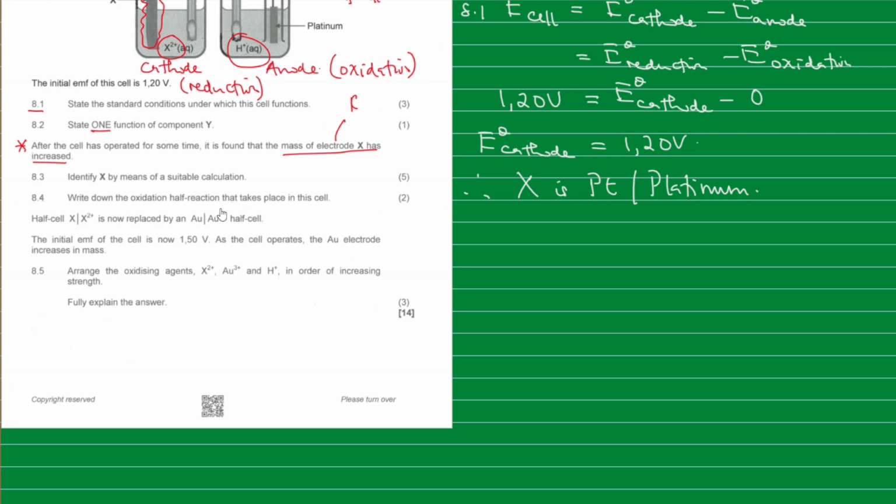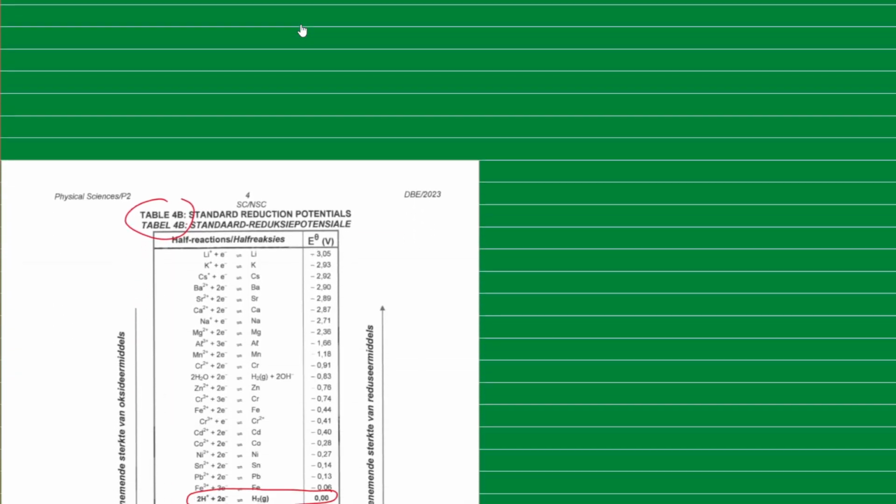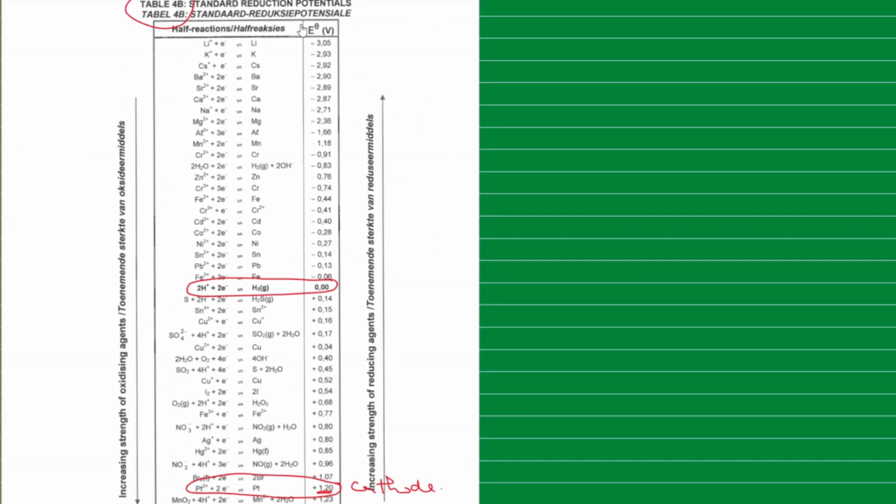And then 8.4, write down the oxidation half reaction that takes place in the cell. Remember, this is a redox reaction. There are two processes happening, oxidation and reduction. So there is loss of electrons and the gaining of electrons. So which one is losing here? The oxidation half reaction is the anode, which is the hydrogen half cell. So the hydrogen half cell is the oxidation.